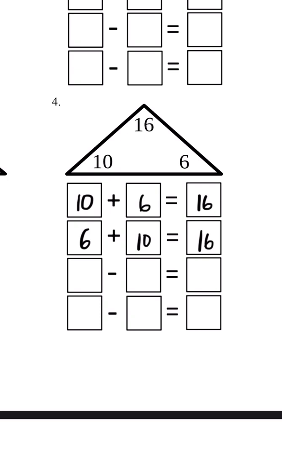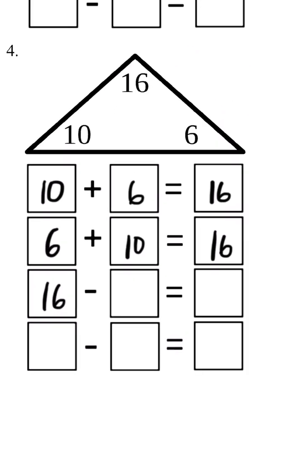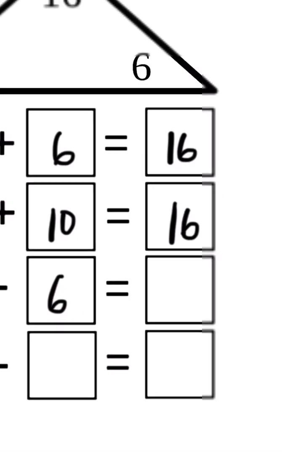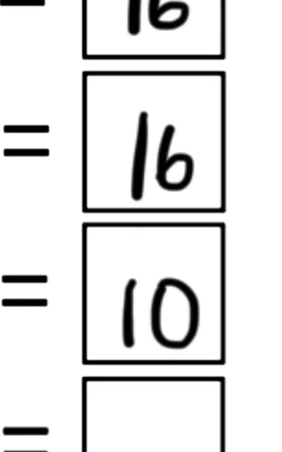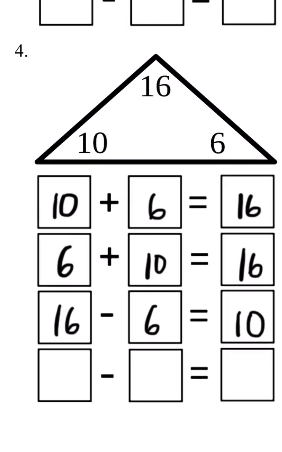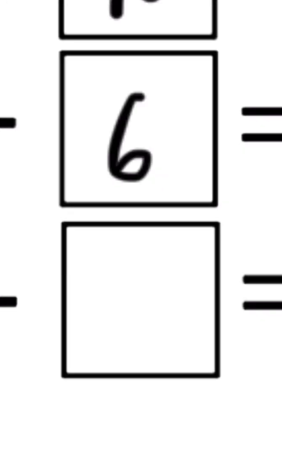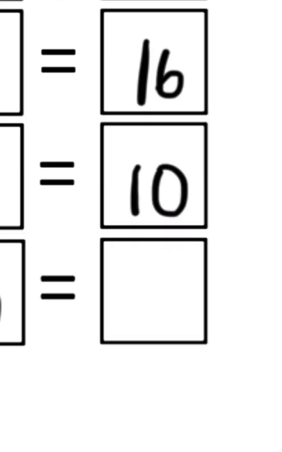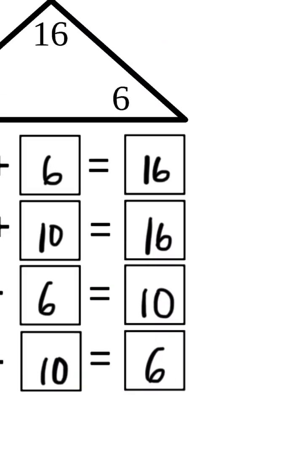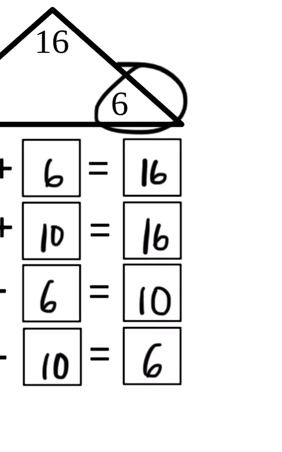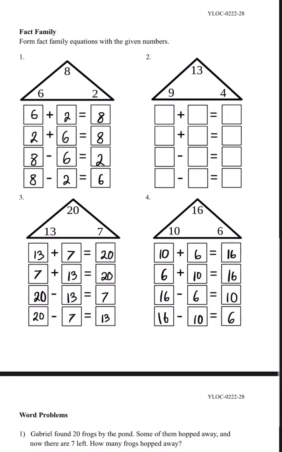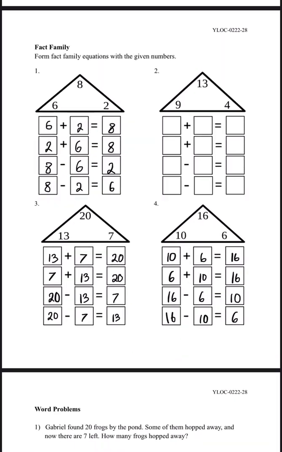And now we need to subtract the numbers. 16 minus 6 is 10, which is corresponding to the number that is on the left side of the triangle. And 16 minus 10 is 6, which is the same as the number that is on the right side of the triangle. Let's move on to the next page.